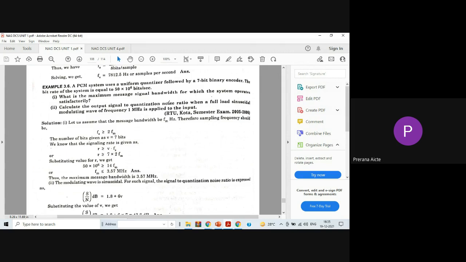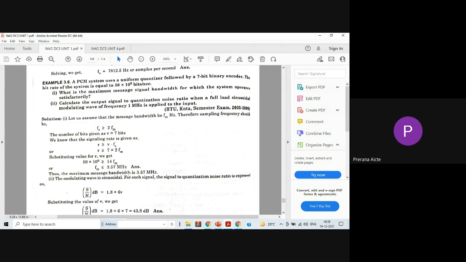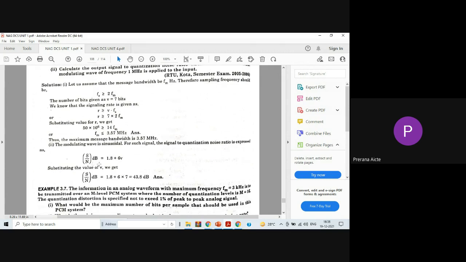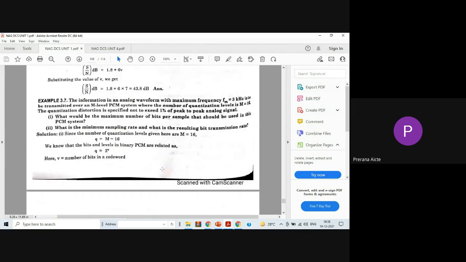So what is the value of R? They have given, see here, the bit rate of the system is equal to 50 into 10 power 6. Nothing but it should be R. So 50 into 10 power 6 is greater than or equal to 7 into 2 into Fm, so that we can obtain the maximum message signal which functions satisfactorily, which is Fm is 3.57 megahertz. Then the signal to noise ratio, you know, right? S by N in dB equal to 1.8 plus 6V. Okay, we'll do one more problem.